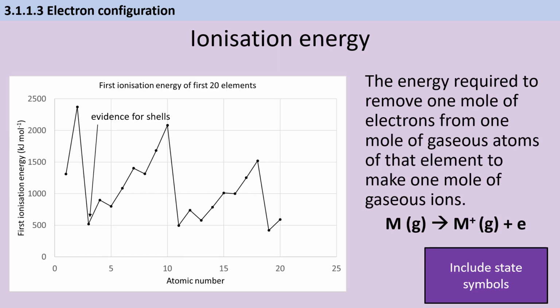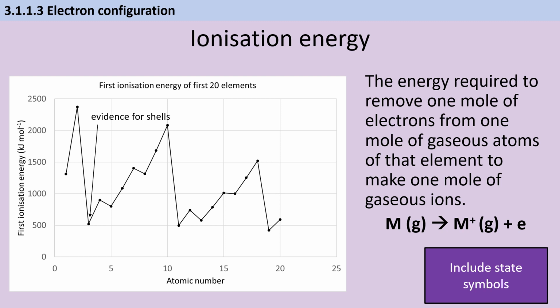First ionization energy can be defined as the energy required to remove 1 mole of electrons from 1 mole of gaseous atoms of that element to make 1 mole of gaseous ions. It's really important when you write an equation for this that you're including the state symbols. It's also worth emphasising that it doesn't matter what the element is. It doesn't matter if in chemical reactions it forms negative ions or 2+ ions.